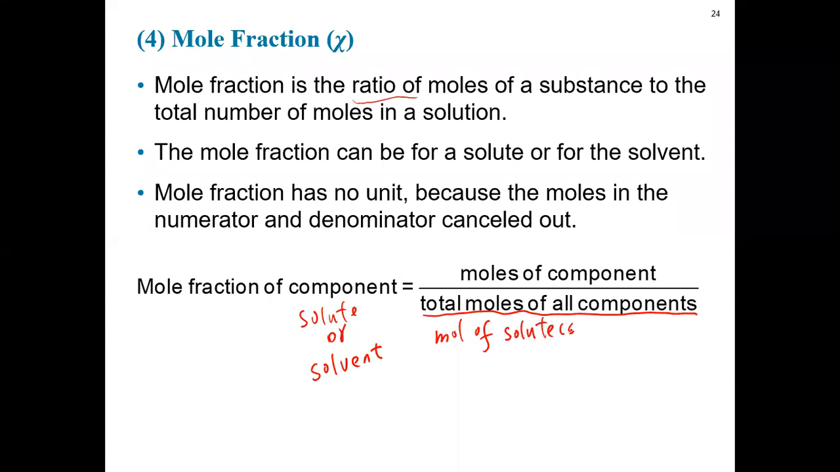Usually we'll see just one solute plus moles of solvent. Then what do we mean by total moles? If you have one solute, you see moles of solute plus moles of solvent. If you have two solutes, it's moles of solute one plus moles of solute two, plus moles of the solvent.